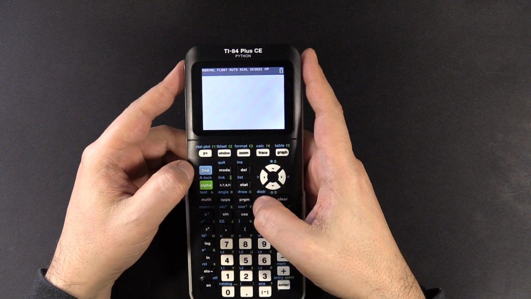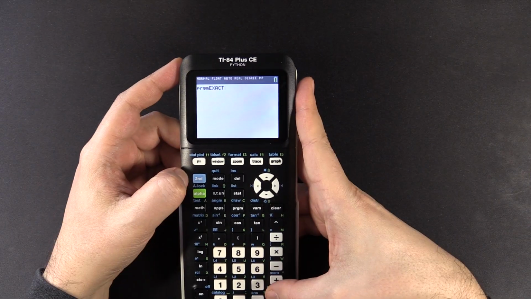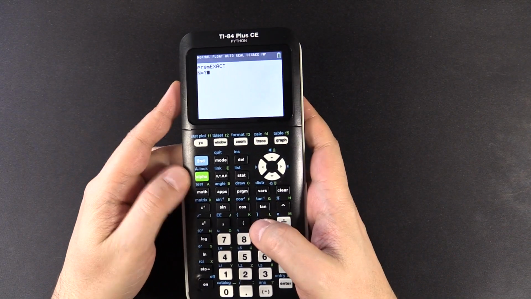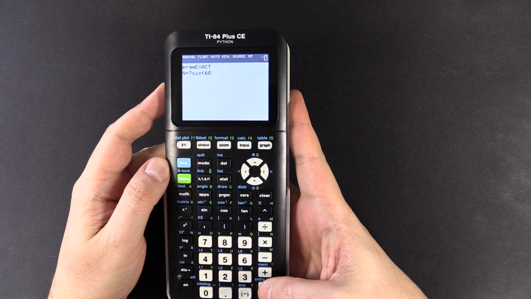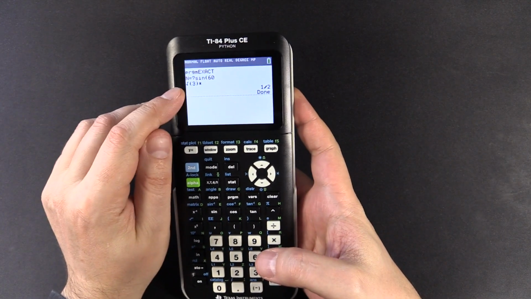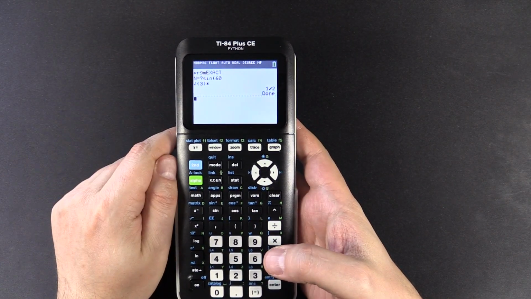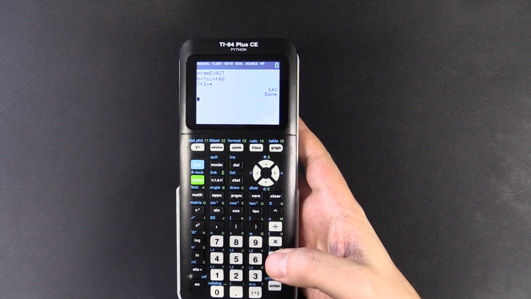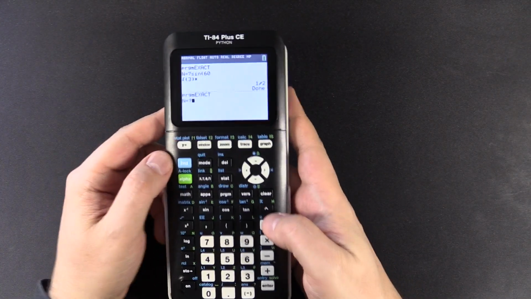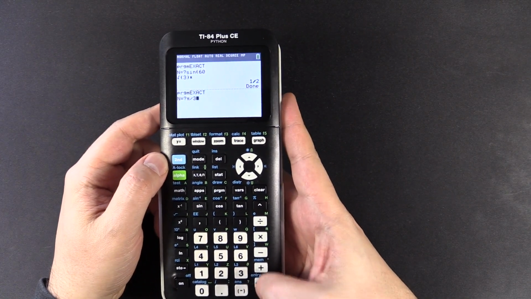So let's test it. So exact, what do we want? Well, let's do the sine of 60 degrees. And there you go. So it is the square root of 3 times half, which is the same thing that our Casio gave us. Let's test it again. Let's say we have a number of pi over 3.